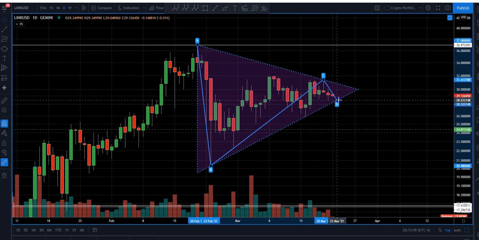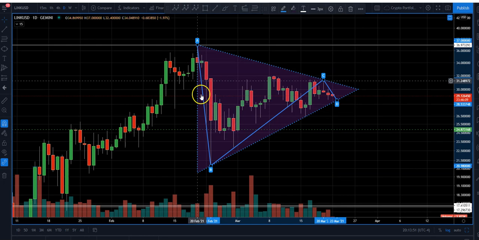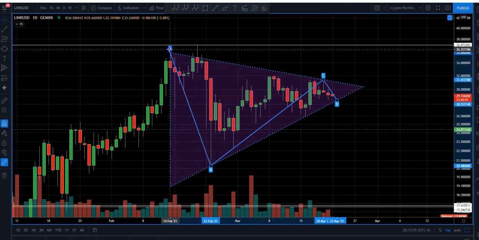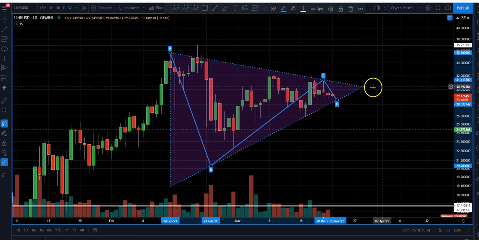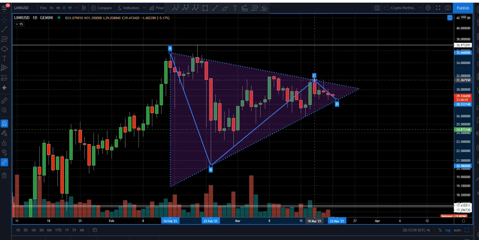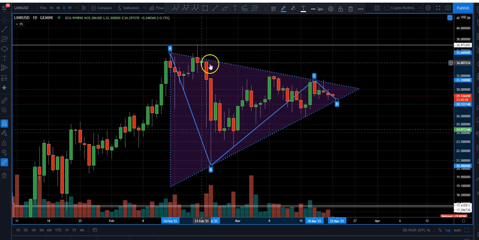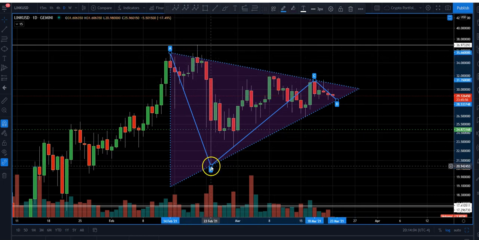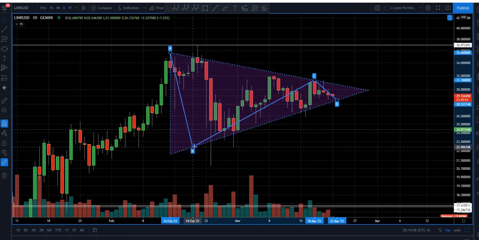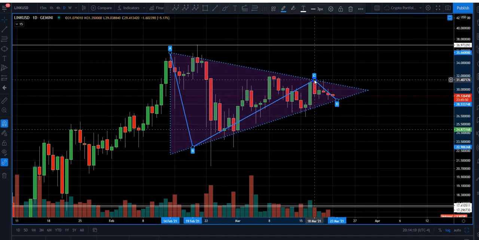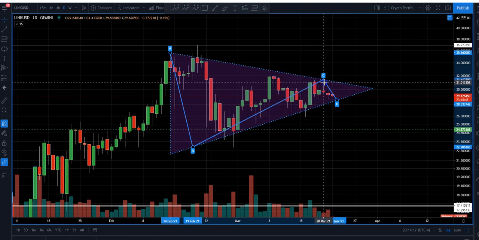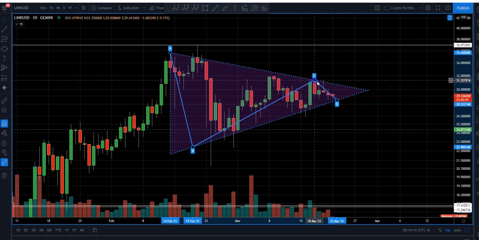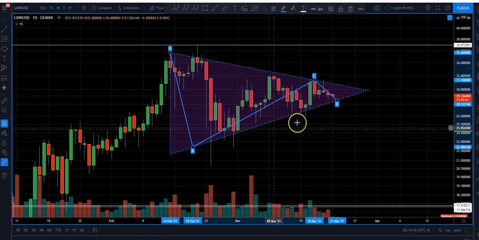This D point still has to be formed, but this is a pretty realistic triangle formation that's happening here. You could go here, cross some more wicks, and keep that nice and tight. Same thing here. You can just bring this in, and you want to cross as many wicks as you can. So let's keep it like that on the daily.